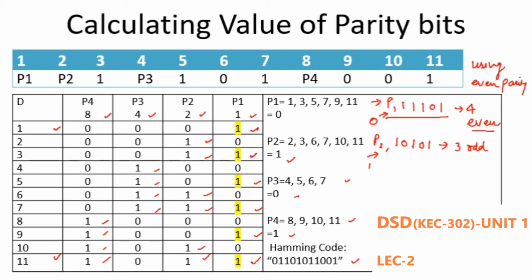So if we are asked to prepare this Hamming code using odd parity, we can also do this. In that case, these values would have been complementary. So 0, 1, 0, 1 would have been 1, 0, 1, 0, and the Hamming code would have been slightly different in that case. So this is the computation of Hamming code using even parity.